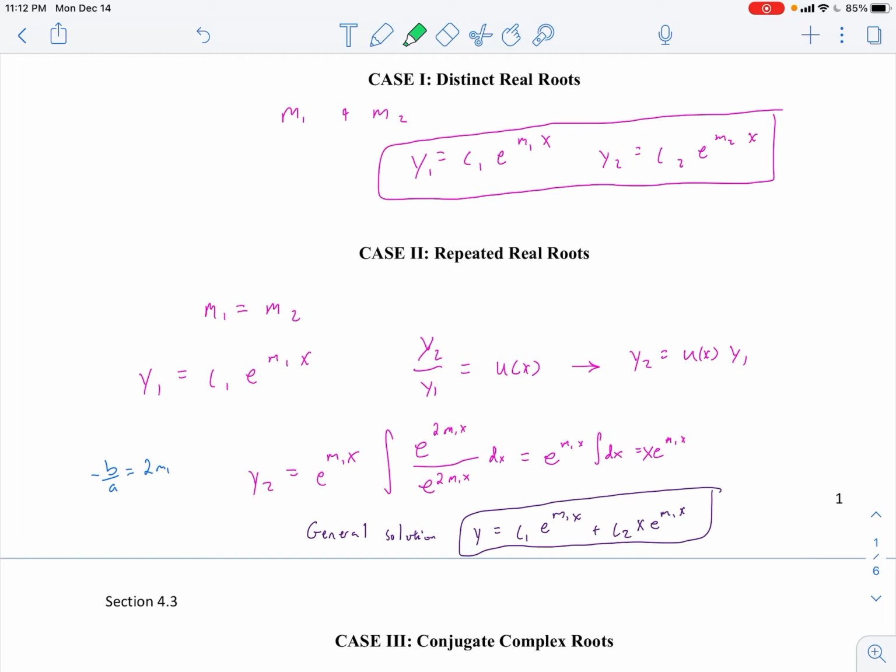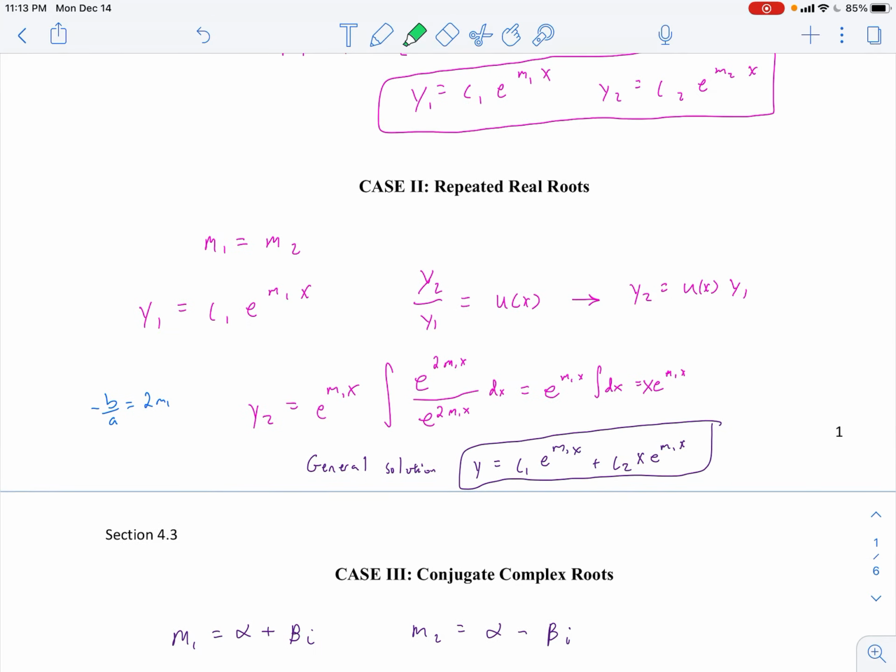So to find the second one, we're going to go back to reduction of order, where we can say, well, we already have one solution to the differential equation. Let's find the second by taking the second solution, dividing it by the first, and we know that that's going to equal some function, back to yesterday's notes. Now, when we do the reduction of order formula, we know that y sub 2 is equal to e to the m sub 1 of x, so that's like the y1, times the integral.